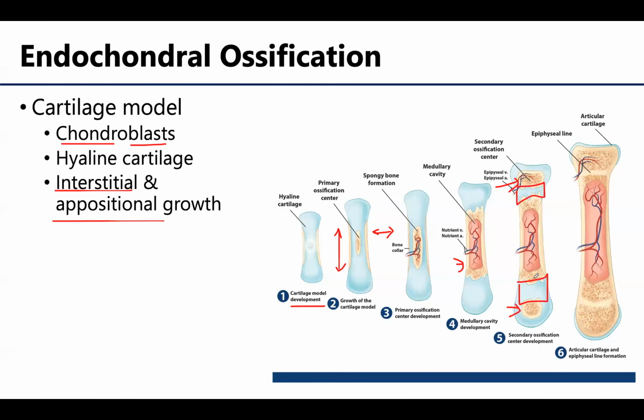Eventually, the hyaline cartilage model will be completely replaced with bone, except on the very ends of bone, where you will have articular cartilage persist into adulthood. Articular cartilage is extremely important in terms of joints, and we'll talk about that in much greater detail when we get to those lectures.